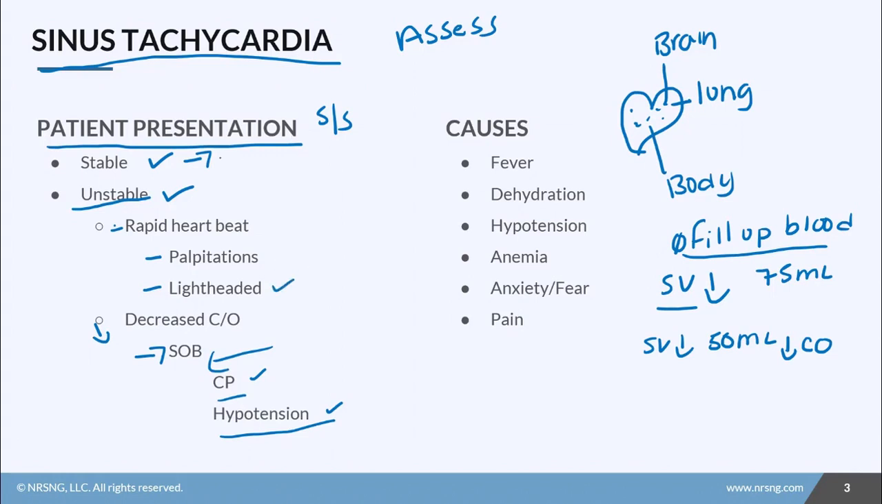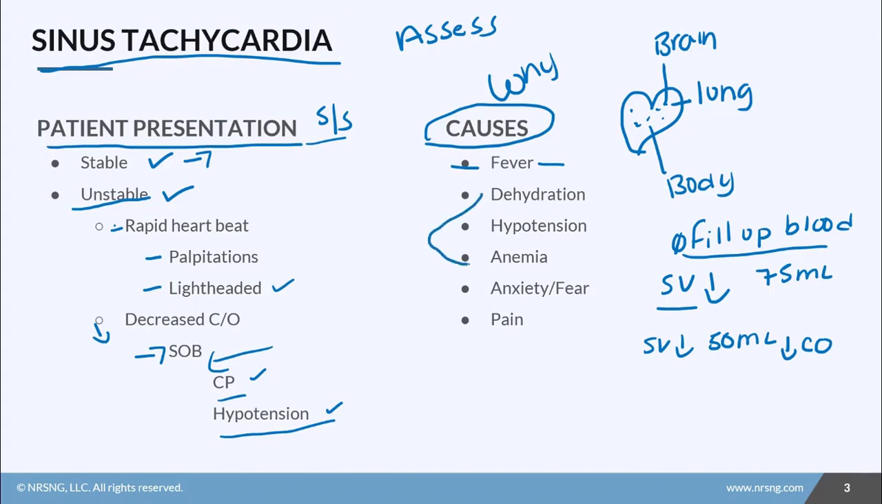So after you determine the patient's signs and symptoms, you gotta find out the causes. Why are they tachycardic? If you can find out why they are tachycardic, it is so much easier to treat them. So these are some of the common causes. Fever. Fever increases the metabolic demands, which is why people become tachycardic.